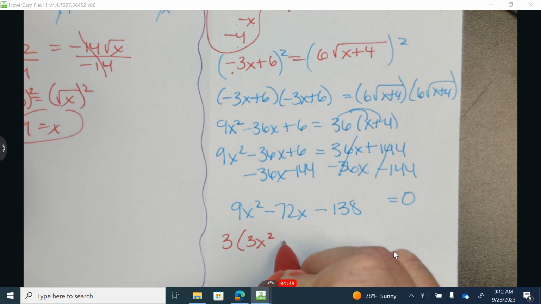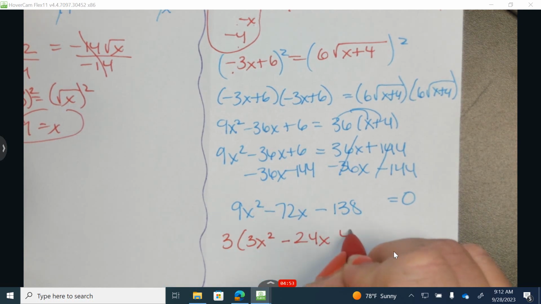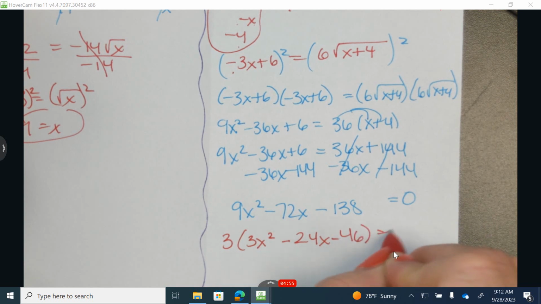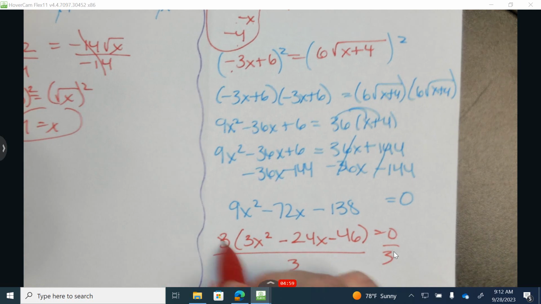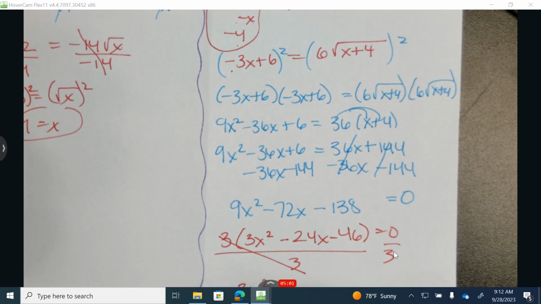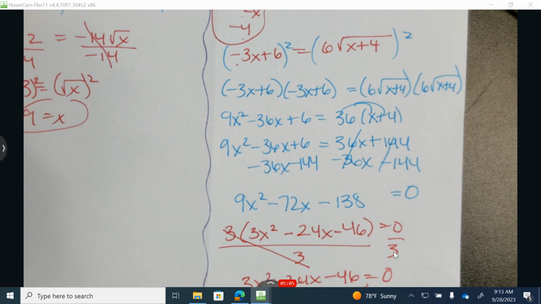3 divides by 3 to get 24. I'm looking at the calculator. Divide by 3 to get a 46. Okay, what does this look like? Well, when I divide by 3, I get 3x squared minus 24x minus 46 equals 0. This is the trinomial I'm trying to solve.